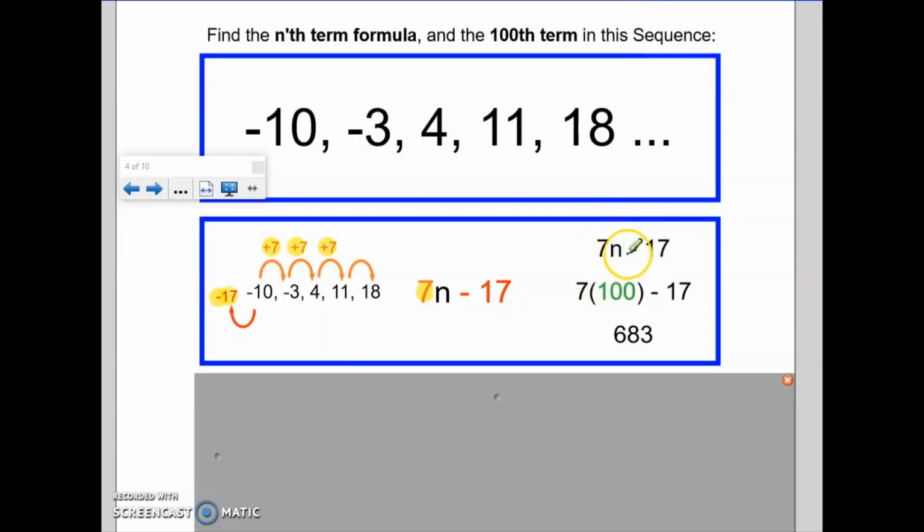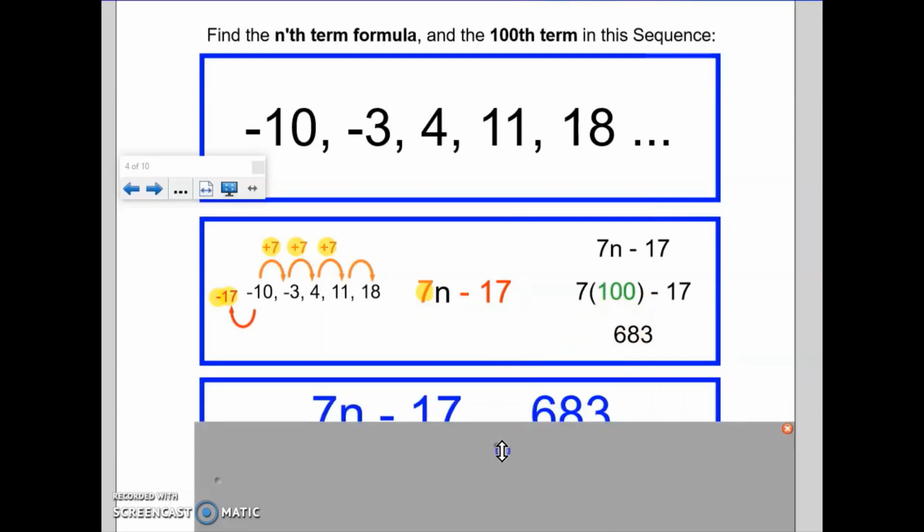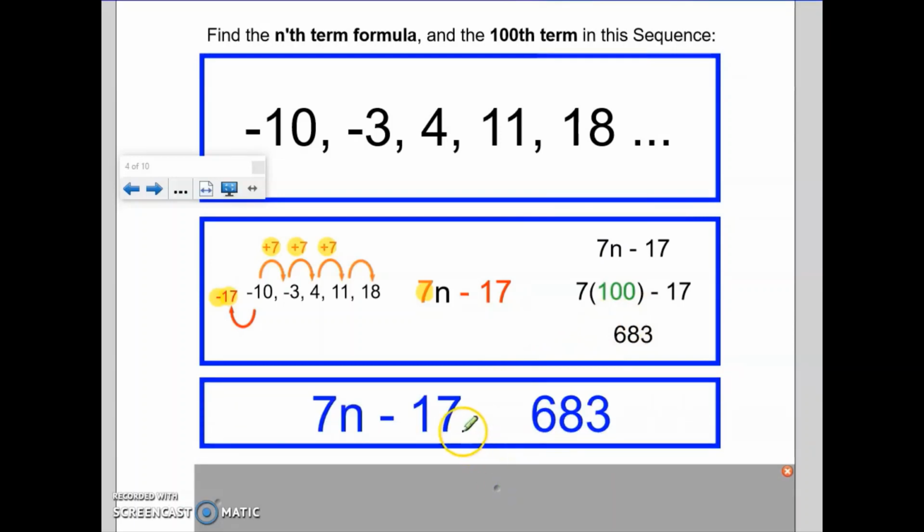7 times n minus 17 becomes 7 times 100 take away 17. 700 take away 17, 683 would be my 100th term. So there's my two answers. My nth term formula, 7n minus 17, and my 100th term of this sequence, using a bit of algebra and substitution, would be 683.